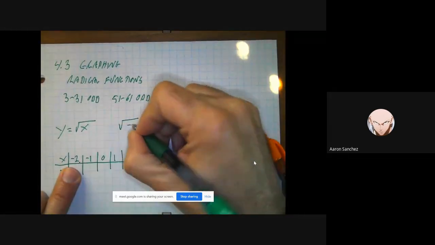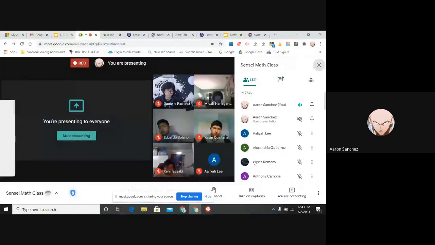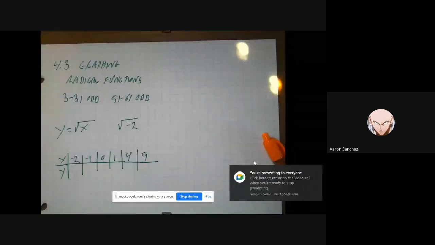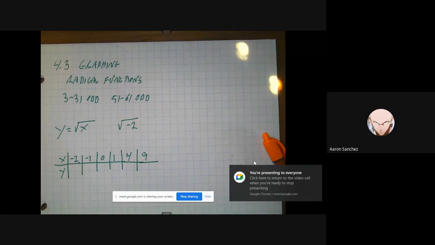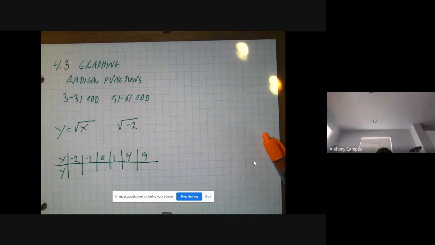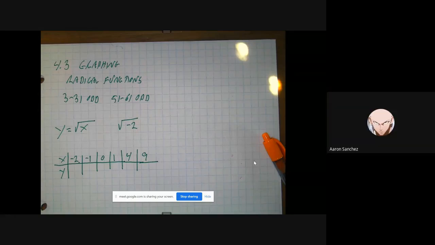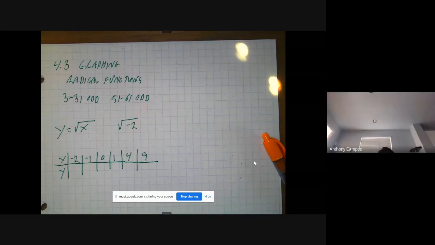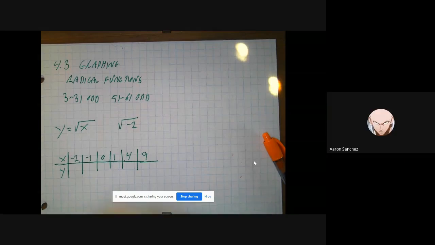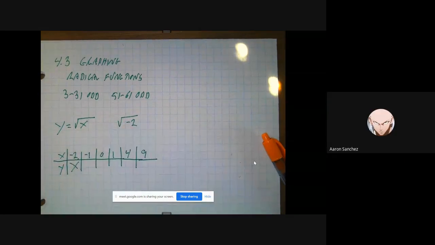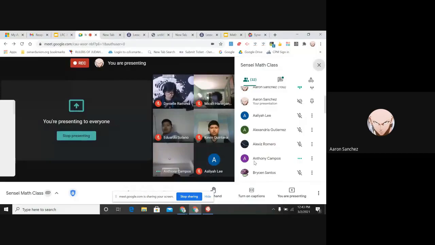Square root of -2. Okay, what is the square root of -2? Anthony Campos? I don't know. Very good, he is correct. We cannot get the square root of -2 because you can't get the square root of a negative. That's why he did not know. Very good, Anthony.